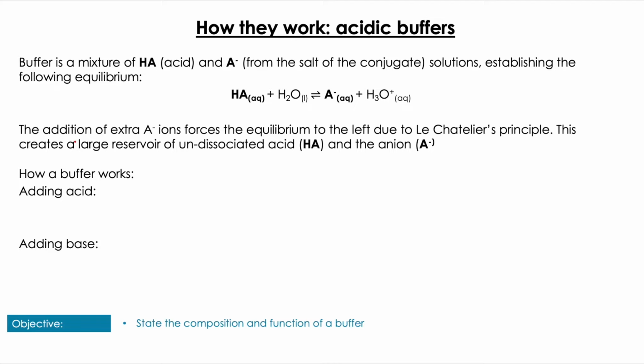So let's first take an example of what would happen if we add an acid. If we add more acid, that's more H3O+, then we can see that because there is a large reservoir, because there is a large amount of A- in solution, that means that we will force the reaction to shift to the left-hand side. We will actually produce more of the undissociated acid and more water, shifting it to the left-hand side.